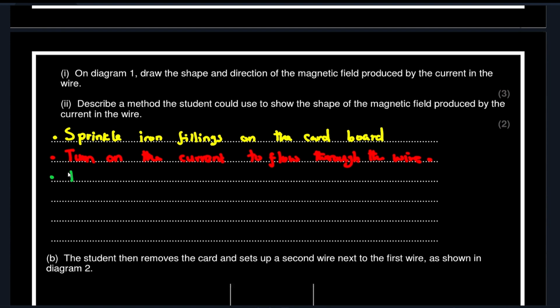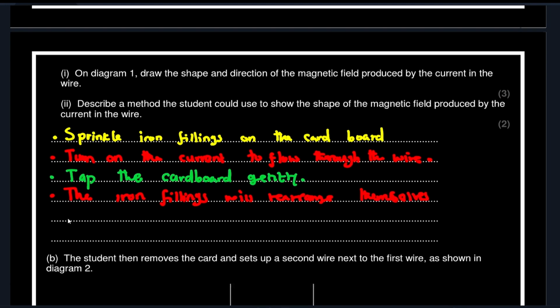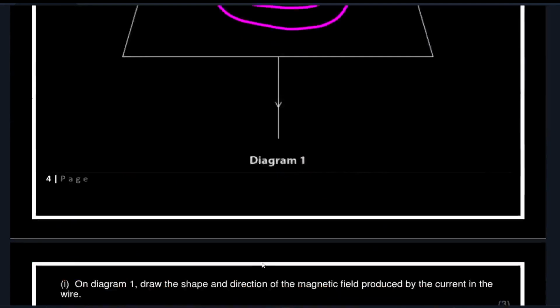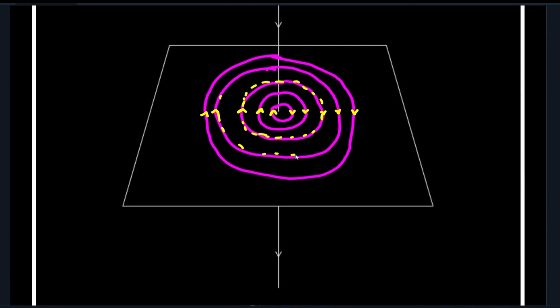Now once he has done that, the student should tap the cardboard gently so that the iron filings rearrange themselves to form a particular pattern that is shown on the diagram above. So if the student sprinkles iron filings and then taps this cardboard, these iron filings are going to rearrange themselves in that particular order. So once we have obtained the pattern of the iron filings, we need also to mention how we determine the direction of the fields.